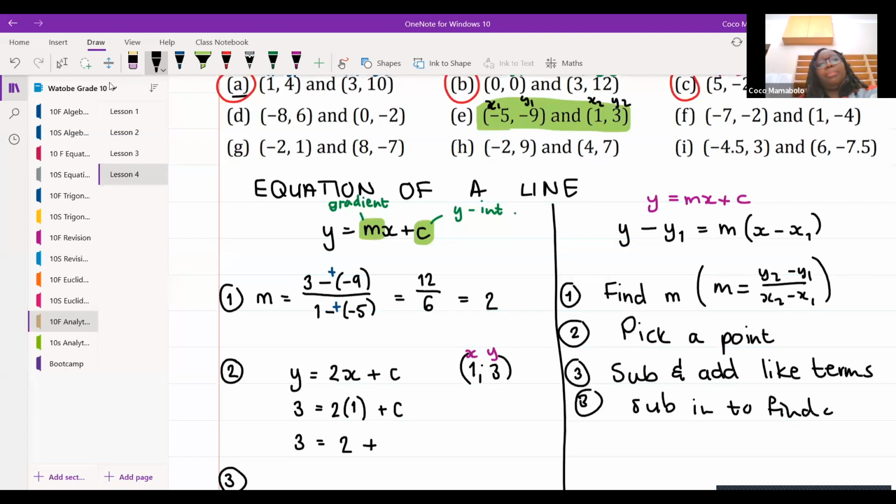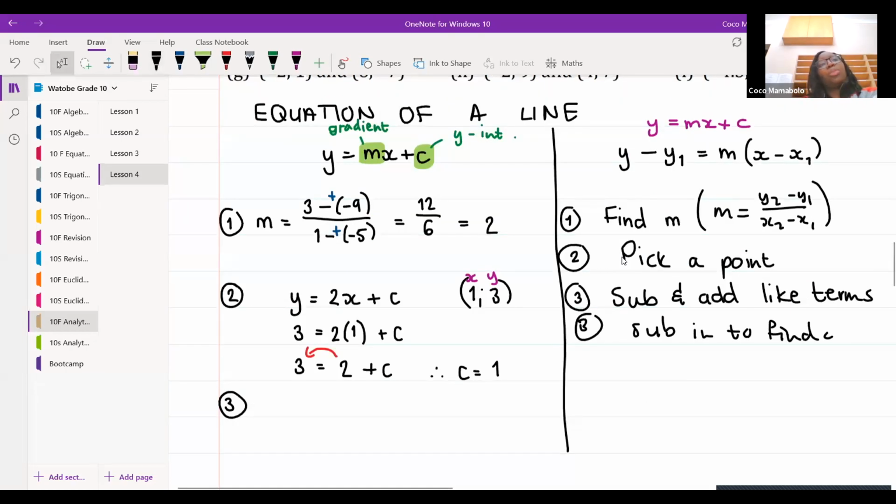2 plus c. Good. Now, how do I solve for c? You're going to take the 2 to the other side, and it's going to become negative. Good. So therefore, c will be equal to 3 minus 2, which is 1. Excellent. Now we have c and we have m.